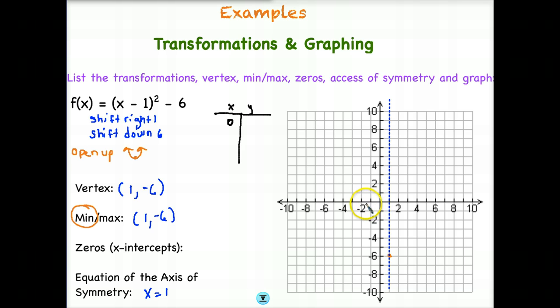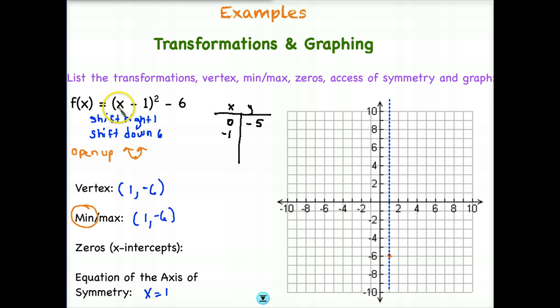So that means I'll choose the -1. Actually, yep, let's do that. -1. So I'll choose 0 and -1. So I plug in a 0 here. I end up with -1, and -1 squared is +1. 1 minus 6 is -5.